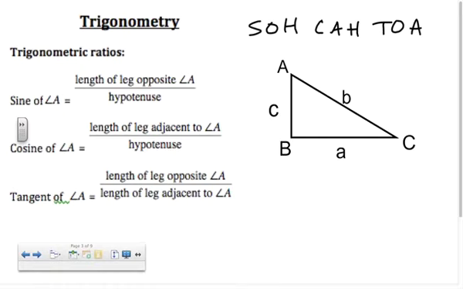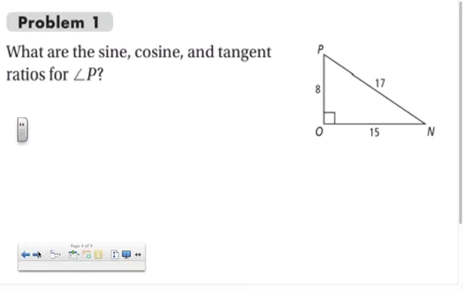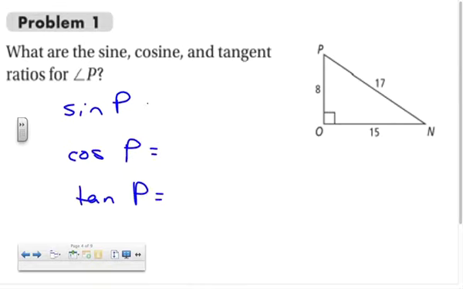So, in the first problem of our notes, you see that we are simply being asked what are the sine, cosine, and tangent ratios for angle P. So find where angle P is. We are setting up the sine of P, the cosine of P, and the tangent of P. This problem is just using the strict definitions of sine, cosine, and tangent. We're not doing anything with it yet.